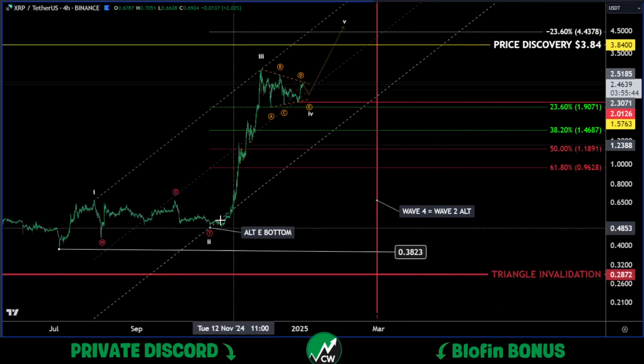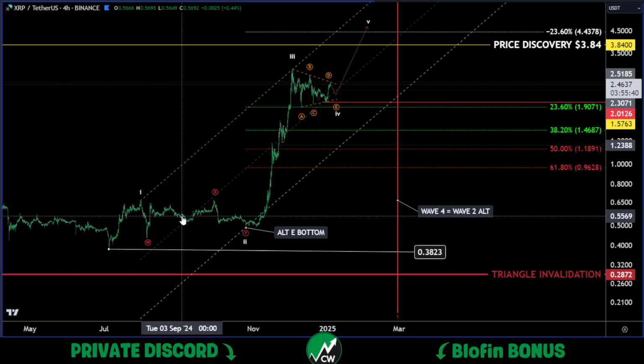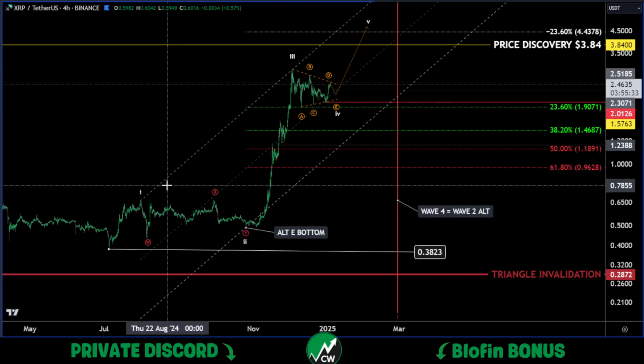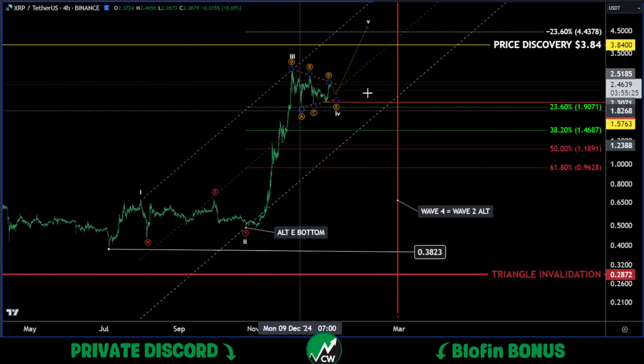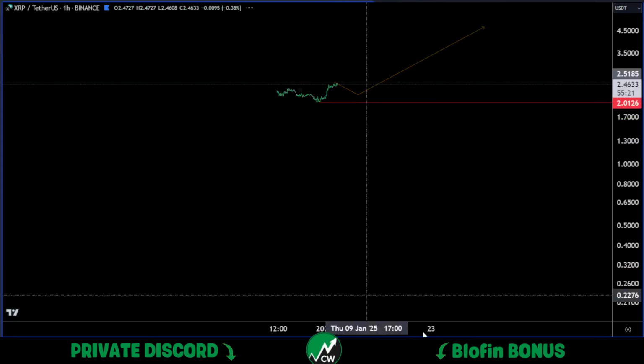There is an alternative count where the E wave actually completed over here, and we had a triangle for our E wave, which is allowed. In that case, that would be the bearish scenario, which I will go over. And to be clear, that's only short-term bearish. It would be bullish overall, just a deeper correction. So we're going to focus in on this fourth wave and discuss the possibilities.